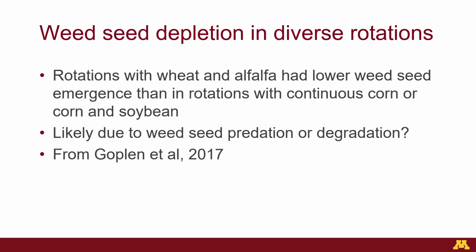A recent study in Minnesota examined the effect of rotation on giant ragweed seed emergence. This study was conducted in 2017 by Goplin et al. They discovered lower levels of weed seed emergence in wheat and alfalfa as compared to corn and soybean. These results show that rotations with wheat and alfalfa are less favorable to giant ragweed emergence and contribute to seed bank depletion. The seed bank depletion is likely due to factors such as weed seed predation or degradation.